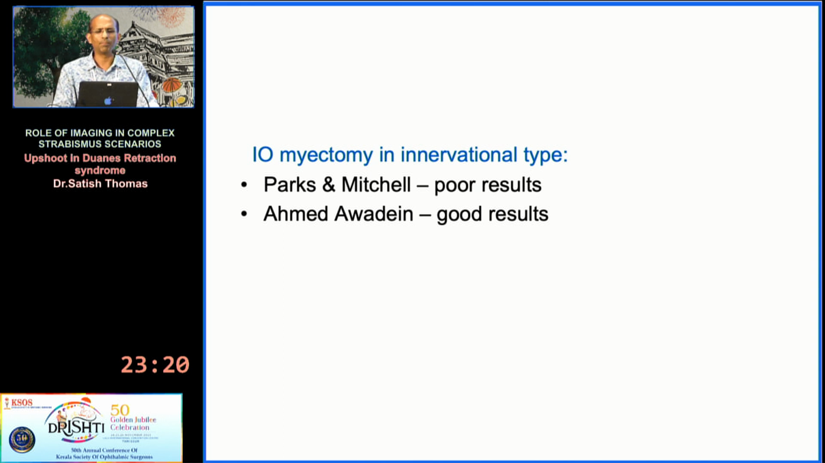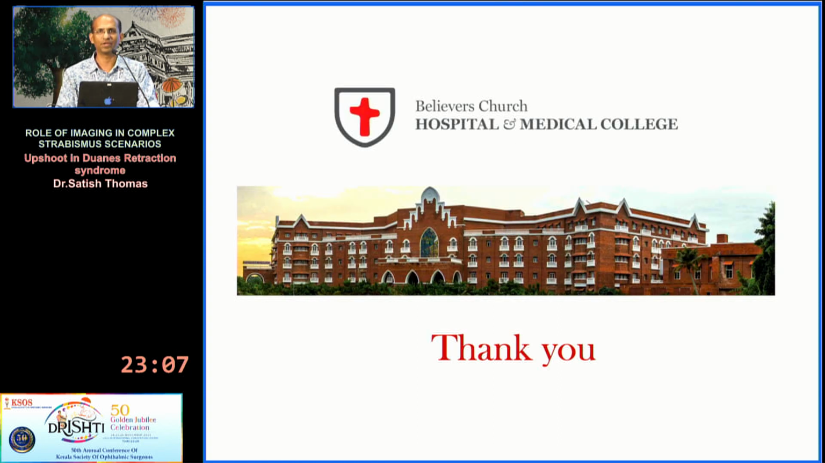Inferior oblique myectomy has been proposed in the innervational type. Marshall Parks reported very poor results, but Awadein has reported good results on 11 patients of his. Thank you for your patient here.